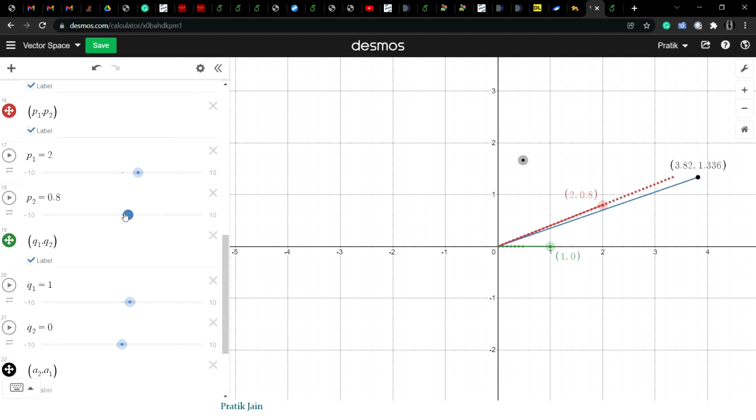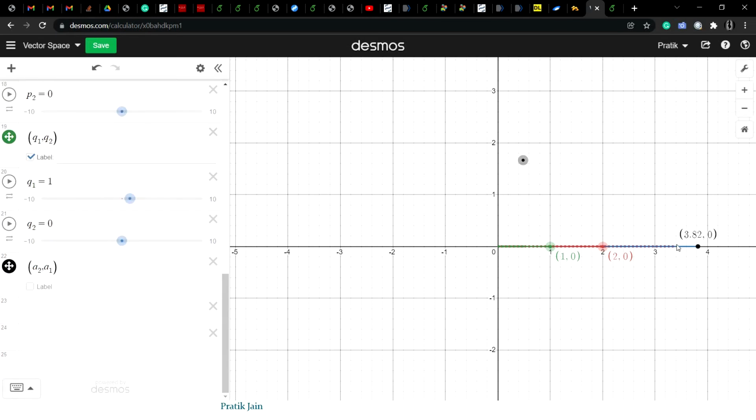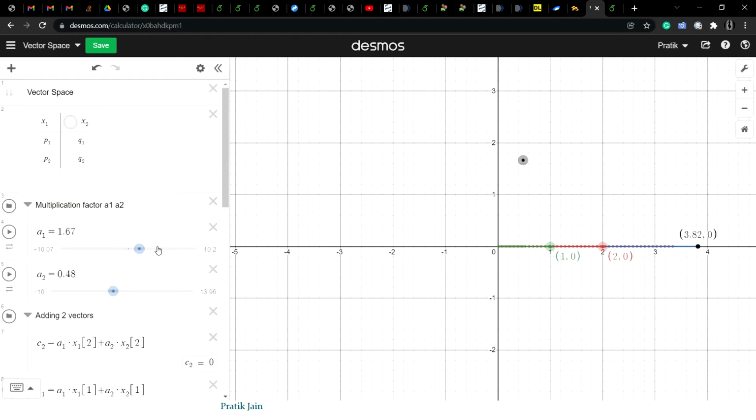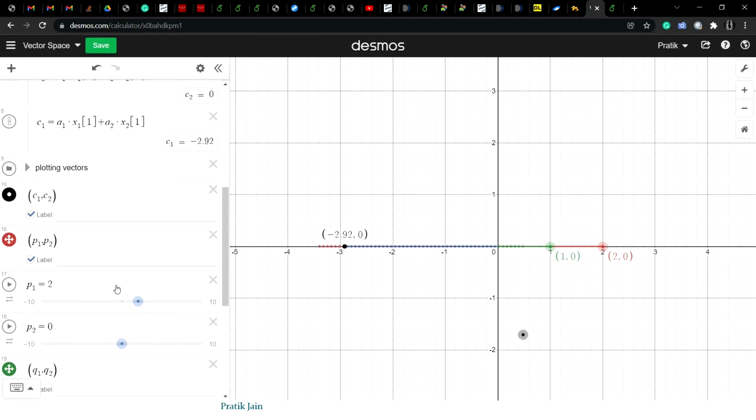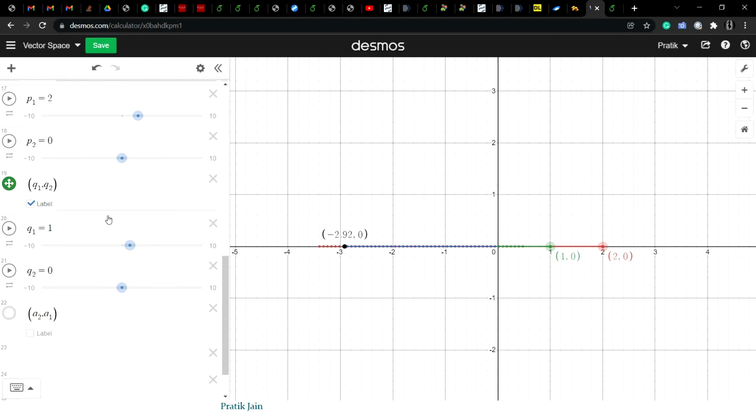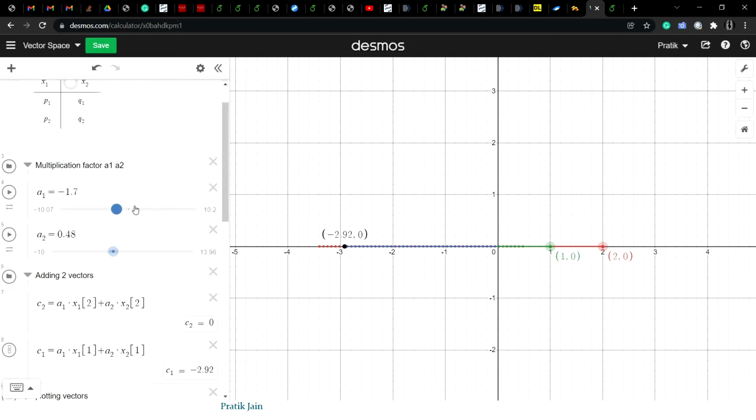So 2 comma 0. Now you can see what happened. When you do this, you are on this line, and no matter how much you change the multiplication factor, you will always be on the line. So basically this is nothing but a1 comma a2. Let me just remove that for now. No matter what you do, you'll always be on this line. You'll never go outside the line. You can see this.